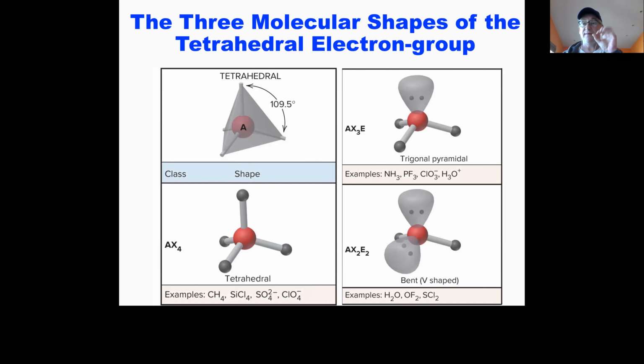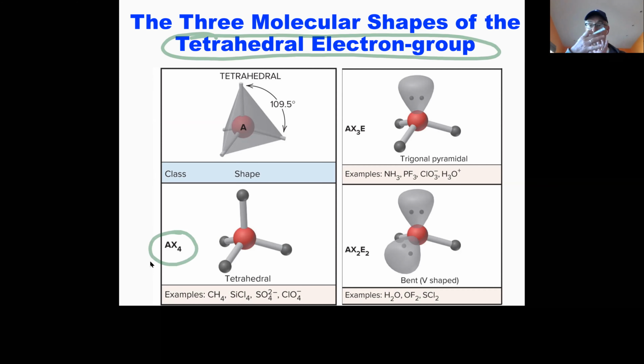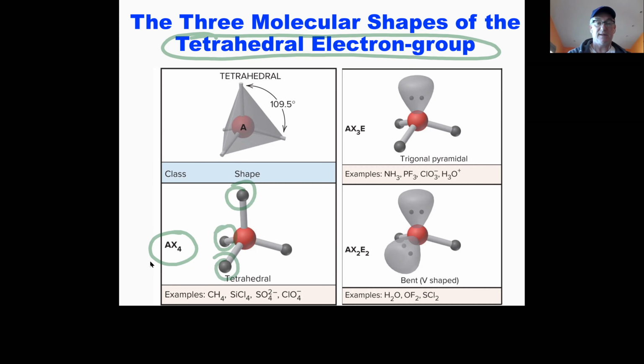So we have three different shapes inside the tetrahedral geometry. When I have four different things around a particular atom, it can either be three atoms and an electron pair, two atoms and two electron pairs, or four atoms. So when it's four atoms, that means it's tetrahedral because there's no lone pairs in the middle. I can see each of these atoms in space. That is going to be a tetrahedral shape.